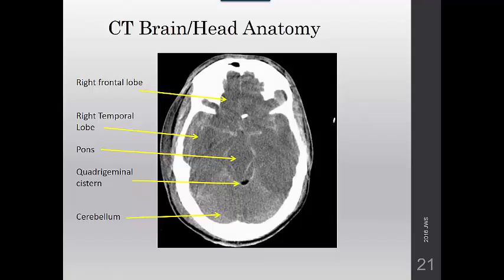The image on this slide is enhanced with contrast, and you can see the vessels from the circle of Willis here in the middle that are showing up enhanced with contrast. At the anterior portion is the right frontal lobe. Posterior to that is the right temporal lobe, and then the pons is the midbrain. Posterior to the pons is the quadrigeminal cistern, and again at the posterior portion of the brain is the cerebellum.